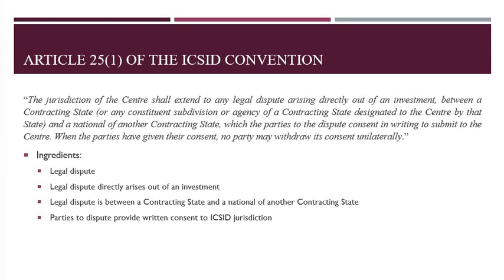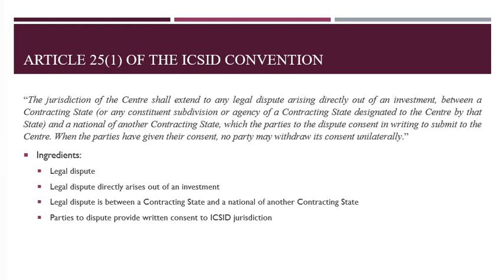We can derive the ingredients of this provision, which are: legal dispute; the legal dispute directly arises out of an investment; the legal dispute is between a contracting state and a national of another contracting state; and the parties to the dispute provide written consent to ICSID jurisdiction. Now, we'll see how each of these items figures in the notice invoking arbitration. We have taken the Discovery LLC vs Slovakia dispute. Now let's compare that with the checklist.